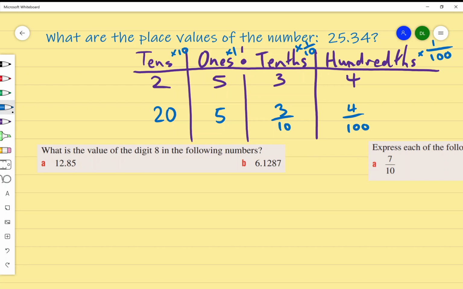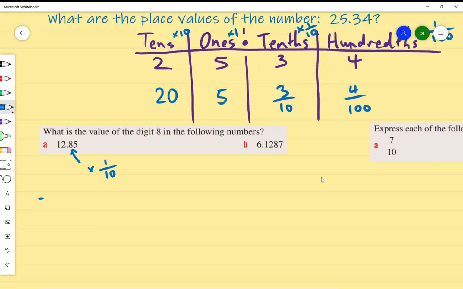So, what is the value of the digit 8 in the following numbers? This is pretty straightforward. What position is it in? Brody, is it in the tens, ones, tenths, or hundredths? It's in the tenths, right? So if it's in the tenths, we multiply by 1 over 10. We'd multiply by 10 if it was in the tens, but it's in the tenths. Realistically, they probably should have picked a better name, but you get the idea. So I multiply that by tenths, or 1 over 10, and I get, Lexi, what do I get?